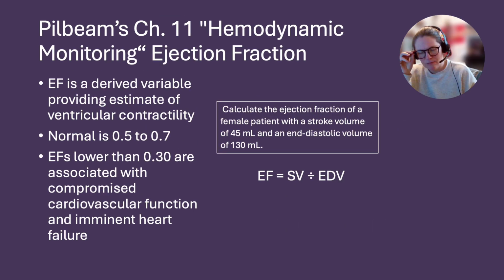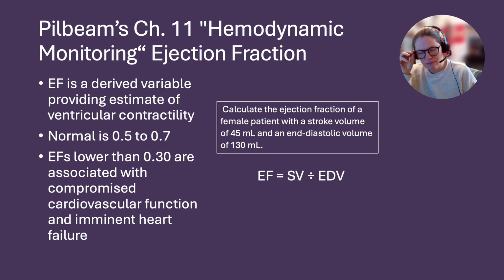All right, guys, we are talking ejection fraction. Ejection fraction is the derived variable providing an estimate of ventricular contractility. Normal is 0.5 to 0.7. Lower than 0.3 is associated with compromised cardiovascular function and imminent heart failure, which is why this equation is so important. So let's go ahead and read our sample question here.